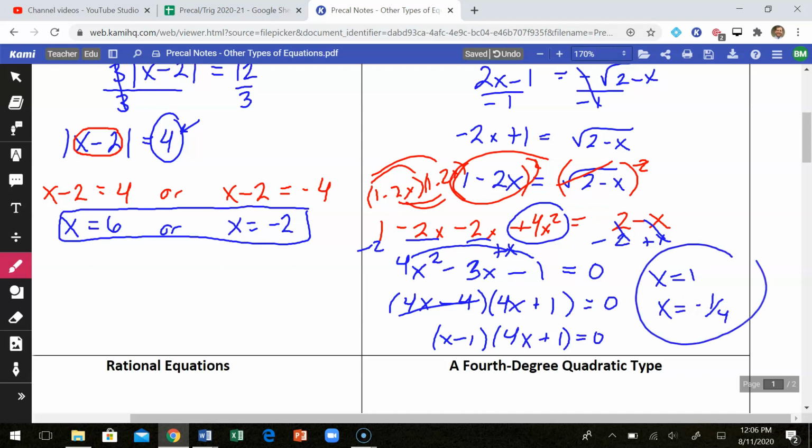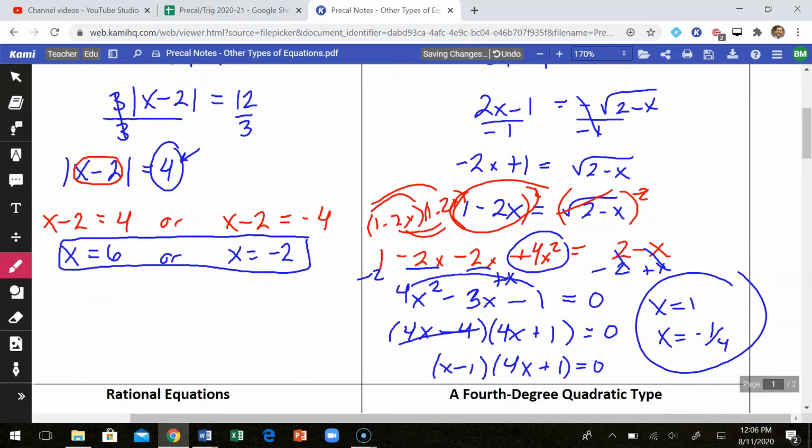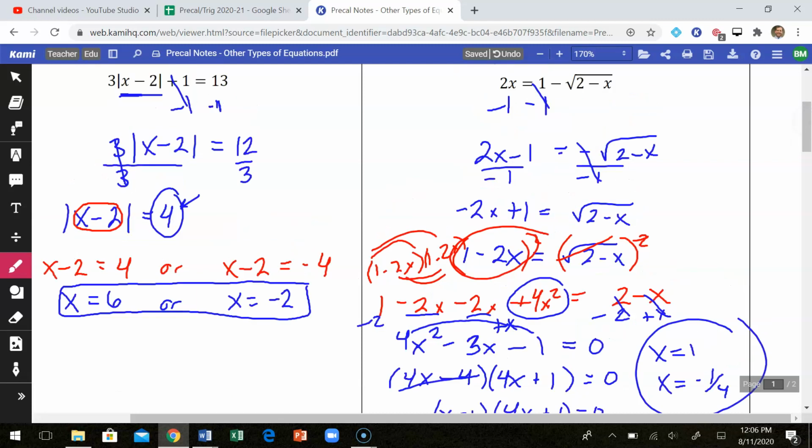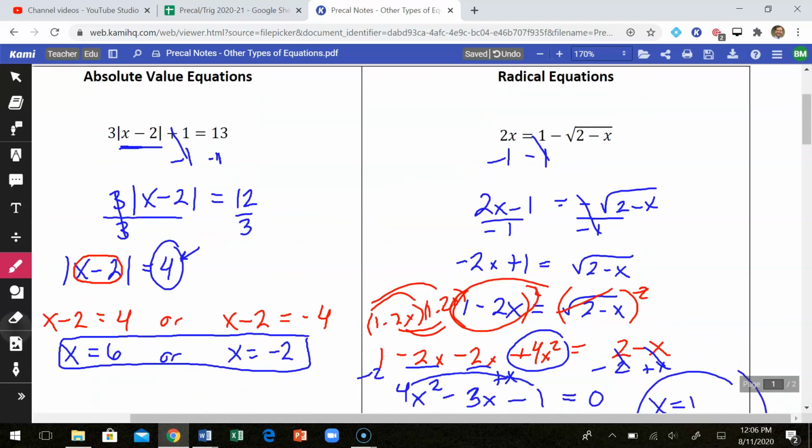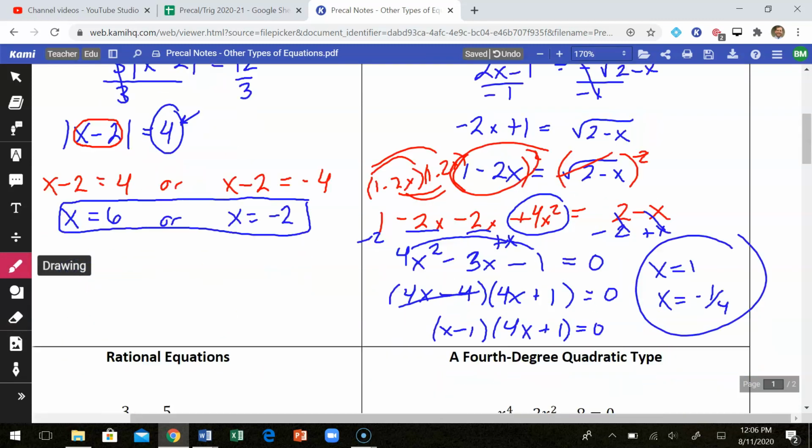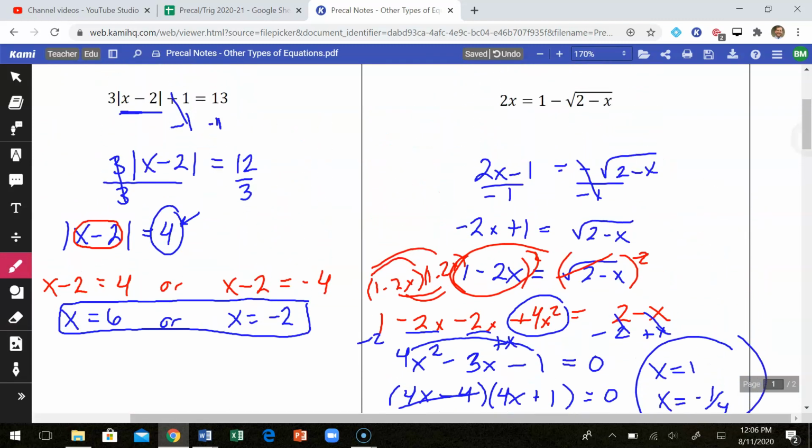Now, you do want to check to make sure that those both work with a radical equation. The rule of thumb there is that anytime you solve a quadratic equation when the original equation was not a quadratic equation, I started with a radical equation and ended up solving a quadratic equation, you want to check your answers.